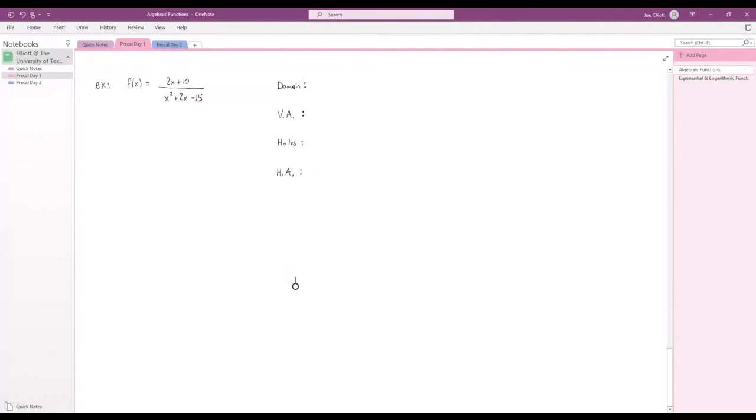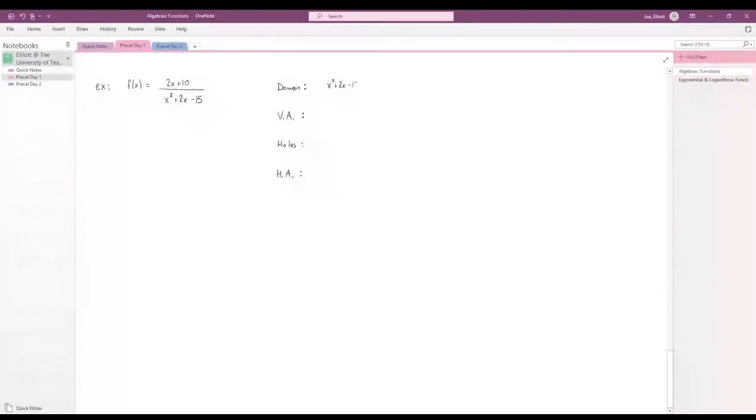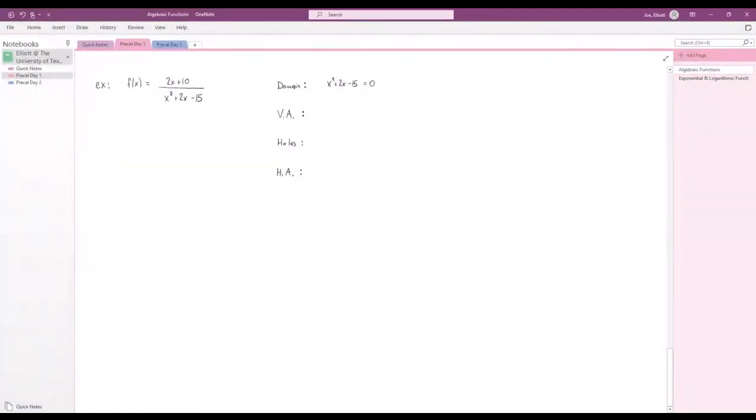Okay. So about the domain of this function first, you can tell me what the domain is and how did you figure that out? Yeah, okay, yeah, that's right. So for domain, we will look at where the denominator is equal to 0. Okay. And yeah, here we might factor it to solve for x.